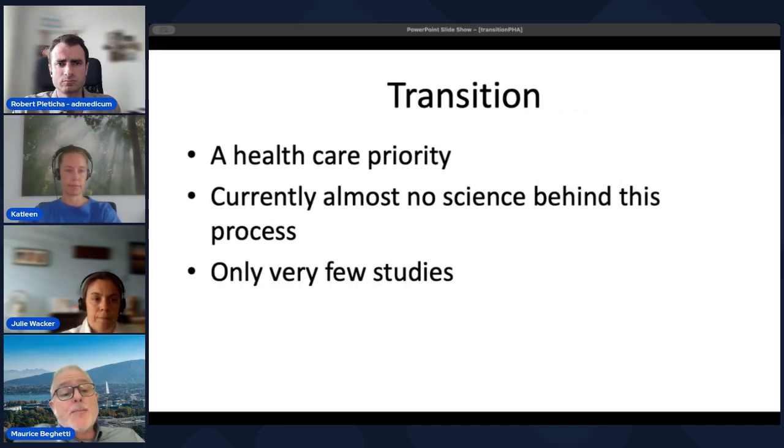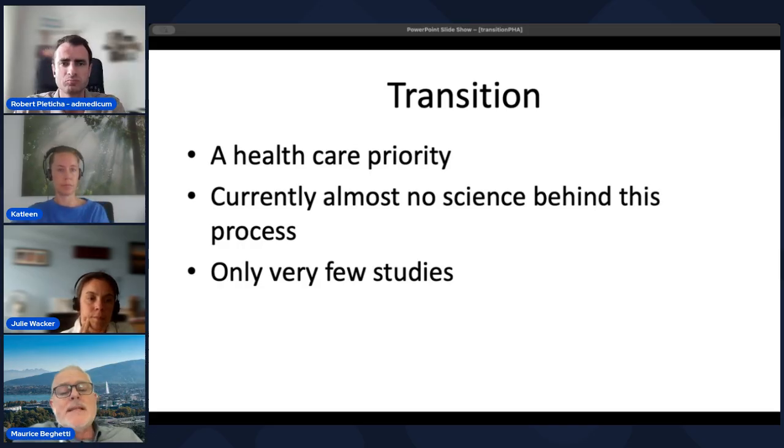So it's a healthcare priority. There is currently almost no real science behind this process. It's mostly, I would say, experience. There are few papers now that are coming into this literature, but it's quite difficult to run a real study. And I think probably patient association will be very helpful in this process.